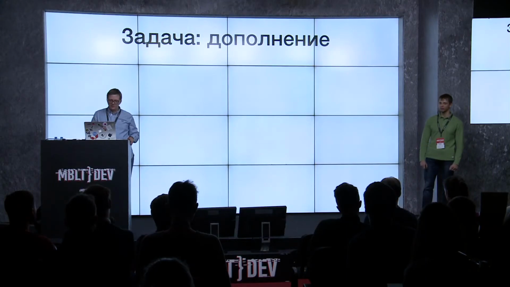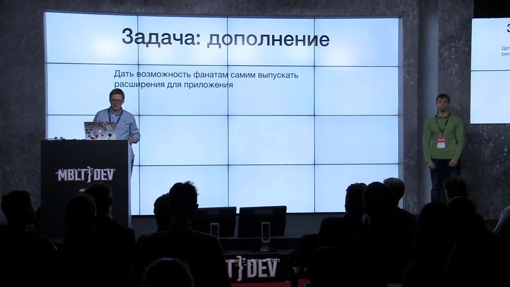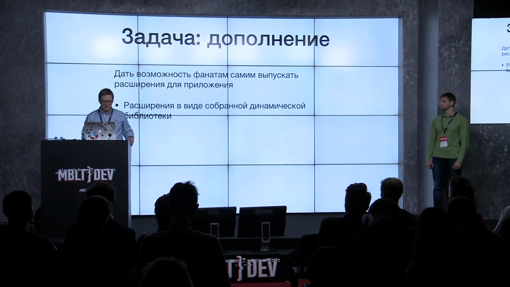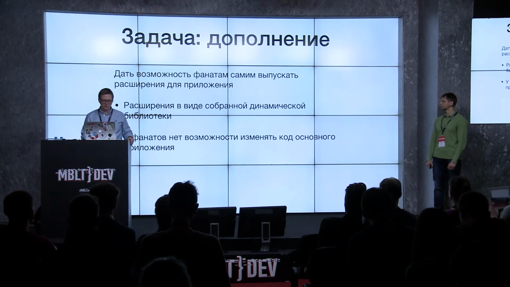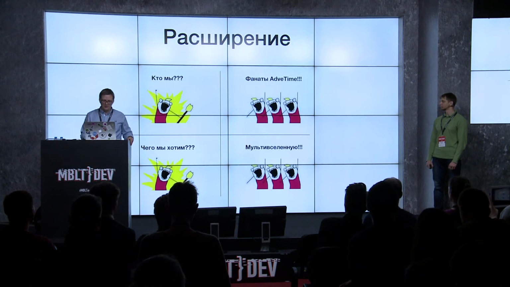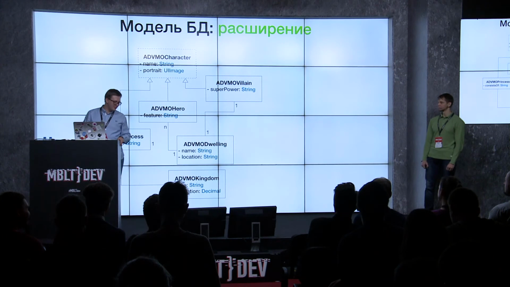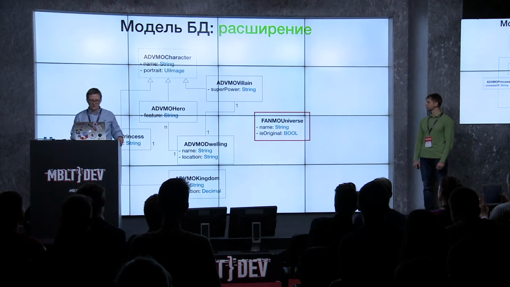So we had an application like this, using this model. A programmer comes and says, let's give our fans an opportunity to produce their own extensions that will be like a dynamic library, and fans will not have the ability to change the core code of the application, but they will be able to add something new. That is why the fans want to make a multi-universe. We have our old model, the one we used in our application. Now we're going to extend it.